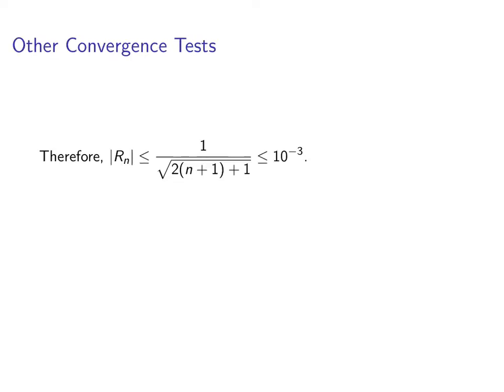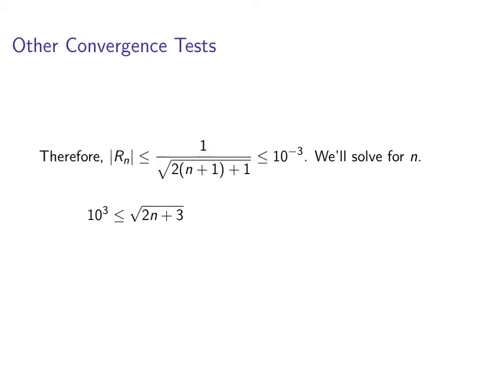So we know that the bound on the remainder is smaller than the next term. So basically I'm plugging in n plus 1 in place of n to get the next term. And so we want all of that to be smaller than 10 to the minus 3. All right, let's solve for n.